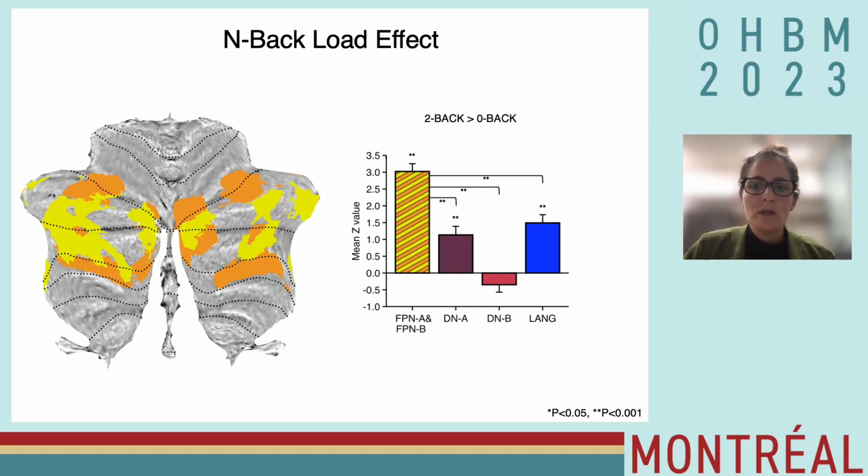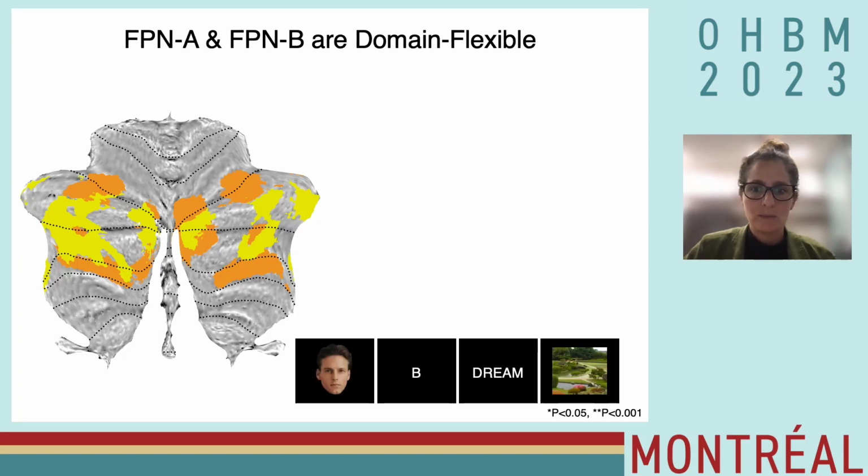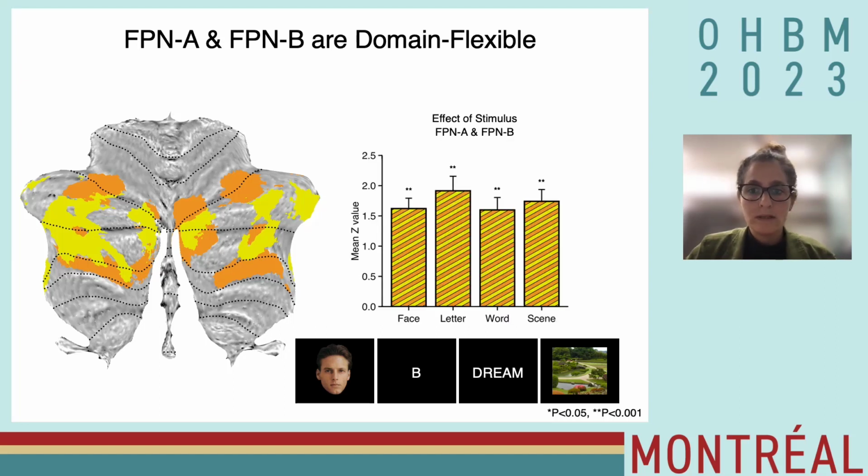To test whether the response was driven from a specific type of stimulus, we quantified the average response to multiple stimulus types. The experimental paradigm, along with faces, included 0-back and 2-back blocks of letters, of words, and pictures of scenes. The average z-value for all stimulus types in the FPNA FPNB merged ROI was found significantly greater than 0. These results suggest that the FPNA and FPNB regions exhibit a domain-flexible response to task load.